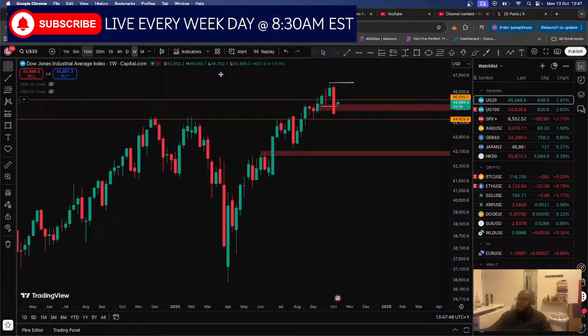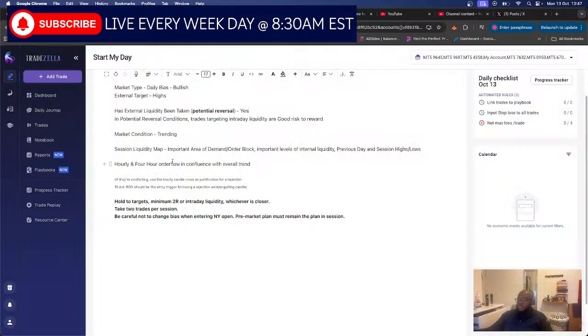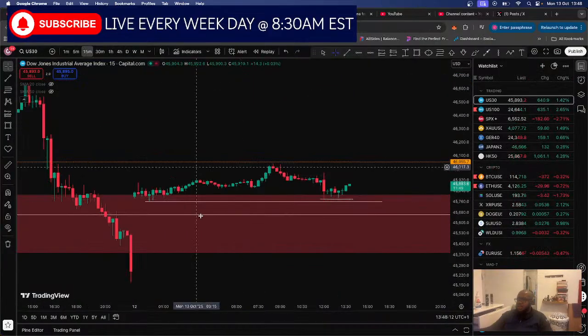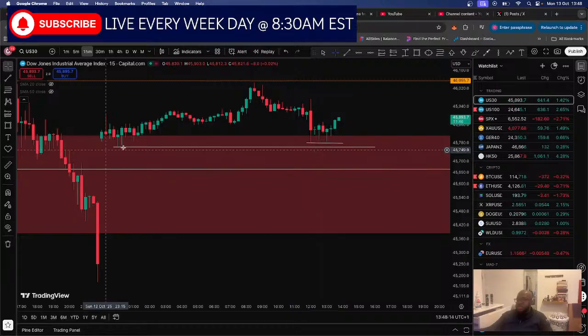So now we're looking for important areas, important levels of liquidity, previous days and previous session highs and lows. So we've got our demand order block, we've got our internal liquidity. Let's have a look if we've got any areas of internal liquidity. And as I mentioned, this is our Asian session low.